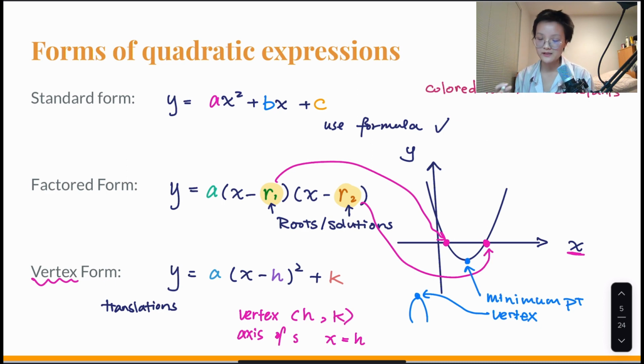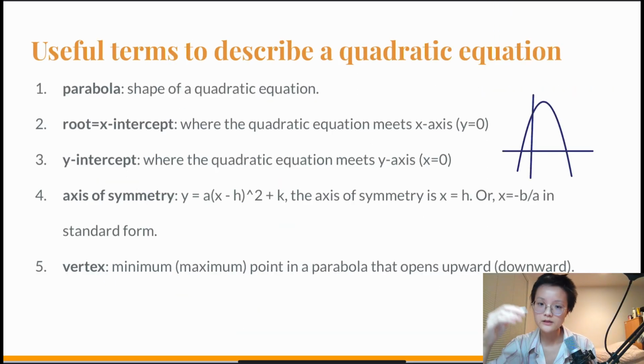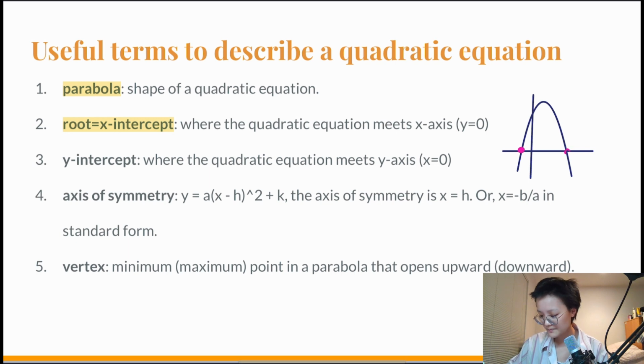Again, we will introduce this a bit later. So these are some useful terms we use to describe a quadratic equation, and we have discussed them a bit earlier. Parabola, that's the shape, this U shape or downward U shape. The root, which is also the same as the x-intercept, is here. When the parabola intersects with the x-axis, we call it its root. So when y equals 0.